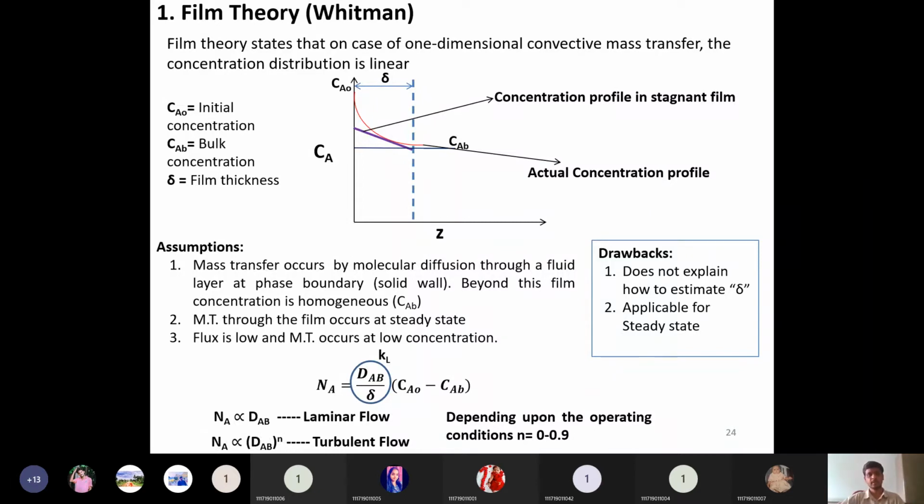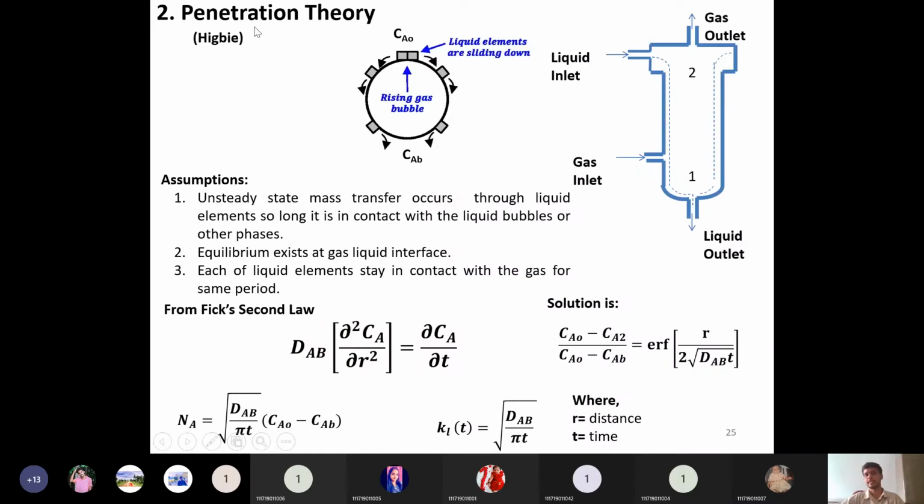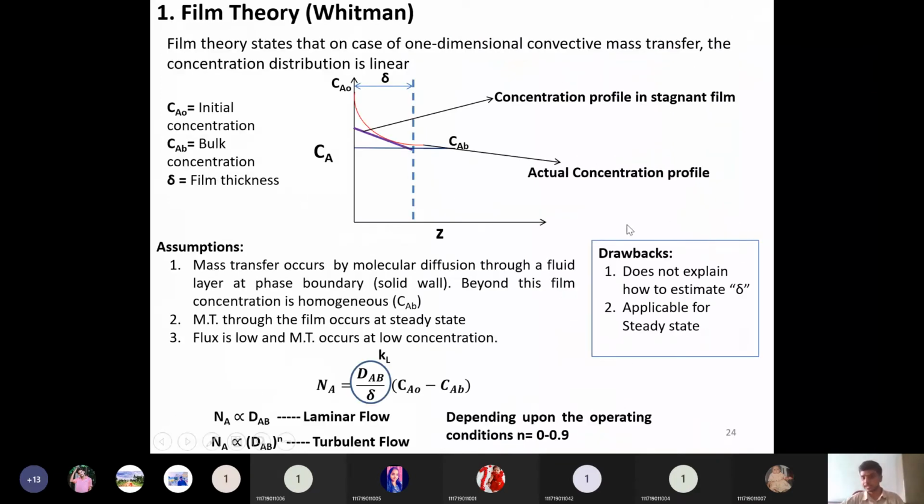any doubts. Okay, then we will move to the next theory, the penetration theory, which is proposed by Higbie. So this is called Higbie's penetration theory. How does this theory come here? Why? Because there are drawbacks of this film theory. That's why the next theory has been proposed.